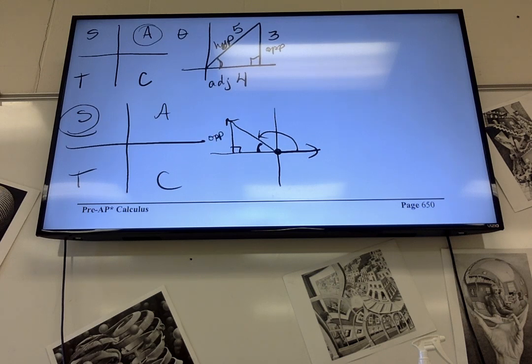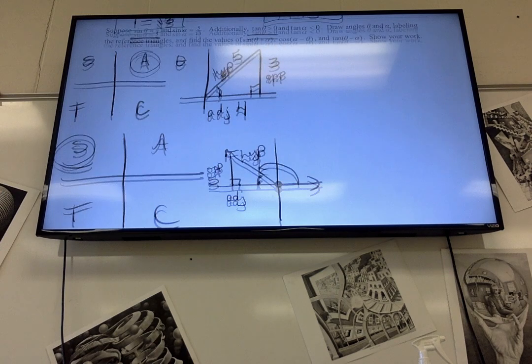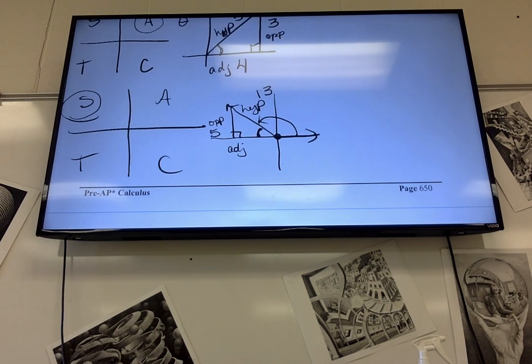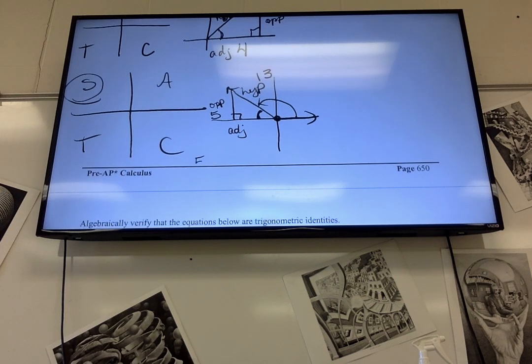And we have opposite, adjacent, and hypotenuse. What is the opposite side? And what's the other side that you know? Hypotenuse, which is 13. Does anybody know what the adjacent is? That is a special right triangle, but we may not be as familiar with that. 5 squared plus x squared equals 13 squared. Subtract 25. Now what's x? 12. And since it's going to the left, it's negative 12. Okay, so 5, 12, 13 is a special right triangle also.